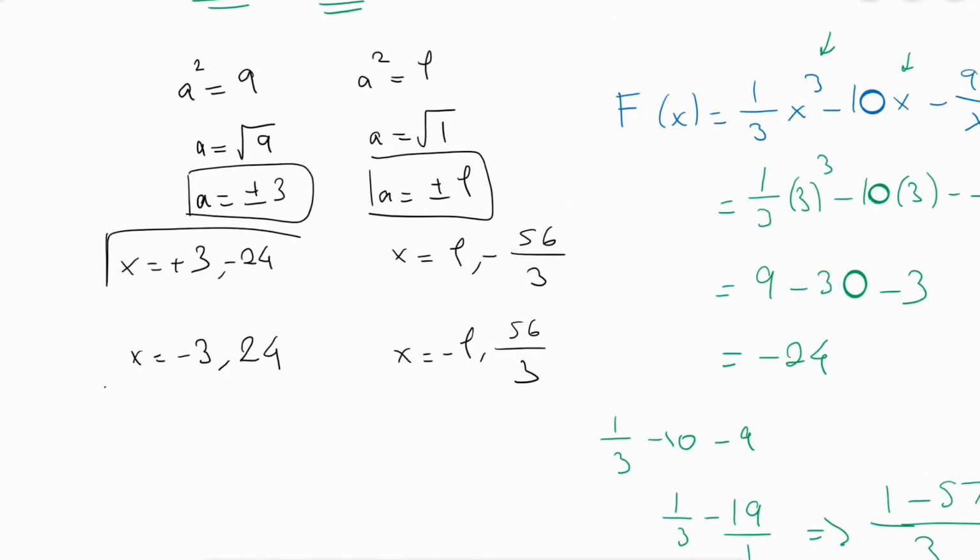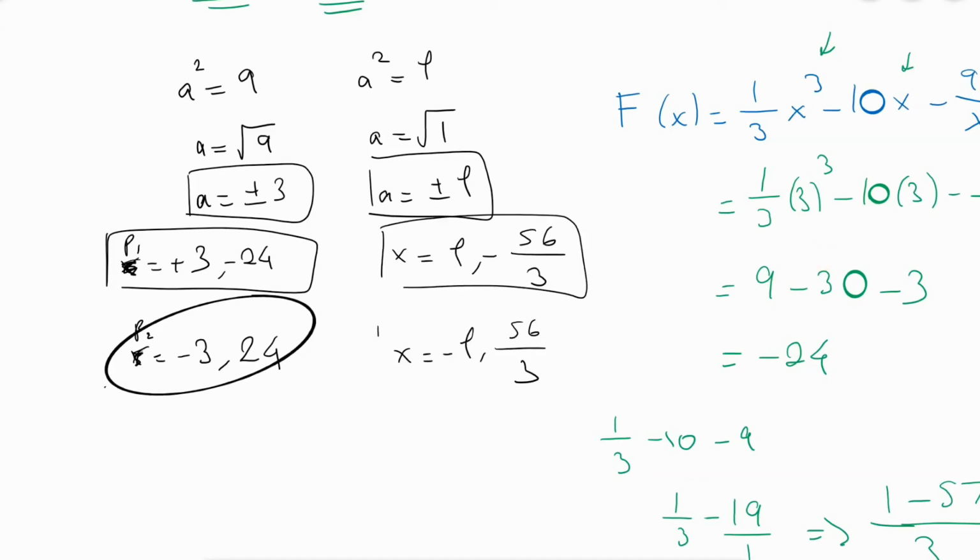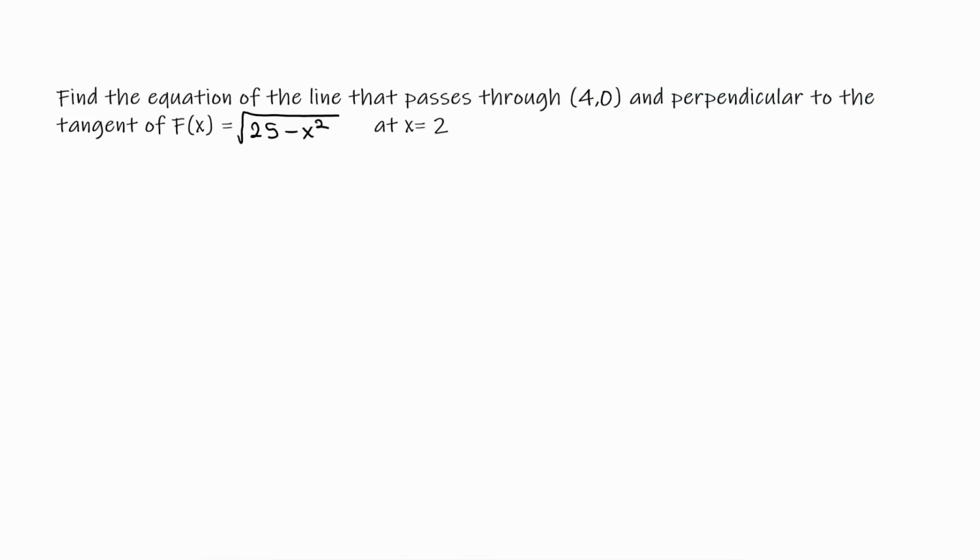And these would be, you don't say x anymore because these are your points, but you can call it 0.1, 0.2, but basically these would be your 4 points as an answer. It asks for us to find the equation of the line that passes through (4, 0) and perpendicular to the tangent of f(x) equals root 25 minus x squared at x equals 2.